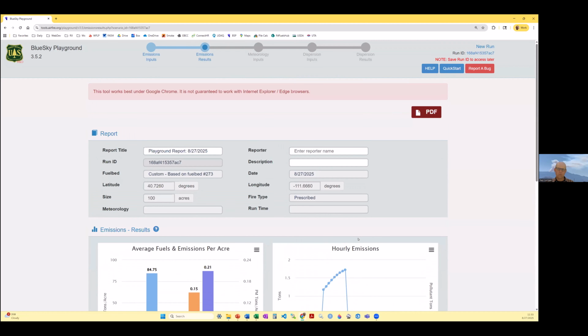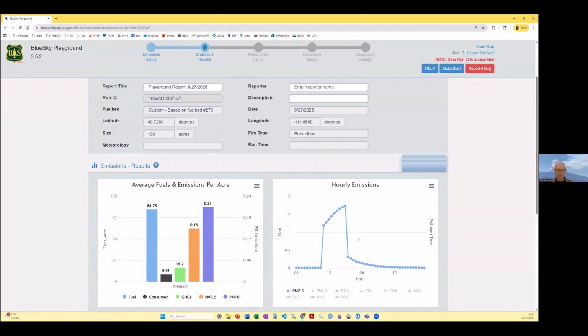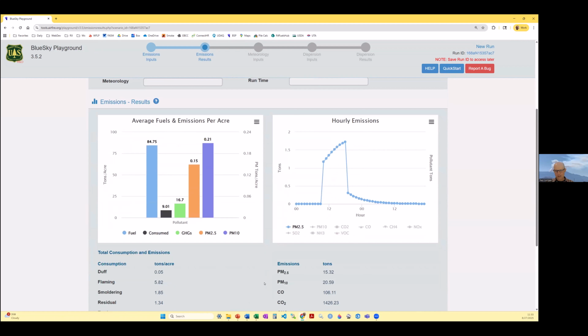I'm ready to go within 30 seconds to fill out my smoke management form. I can be transparent with our regulators. I can show that I've done my due diligence for, say, a NEPA document. There's many, many applications for this information.